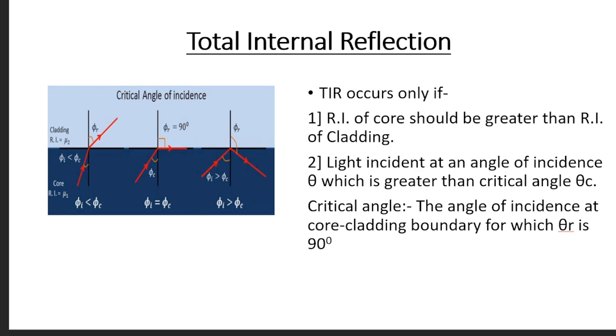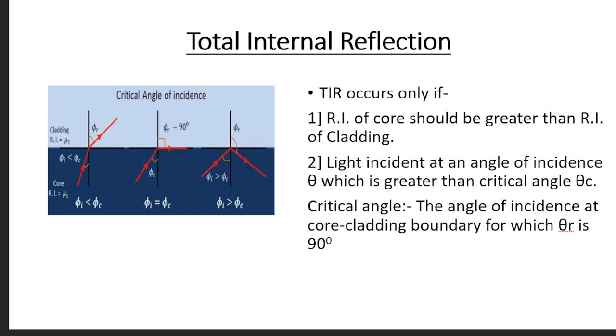Or we can say that the angle of incidence for which theta r is 90 degrees is known as the critical angle. Furthermore, if we increase the angle of incidence beyond the critical value, your theta r will also increase. That means if your angle of incidence is greater than the critical angle, the light ray will be reflected in the same media. In the third figure, theta i is greater than theta c. This is known as total internal reflection.